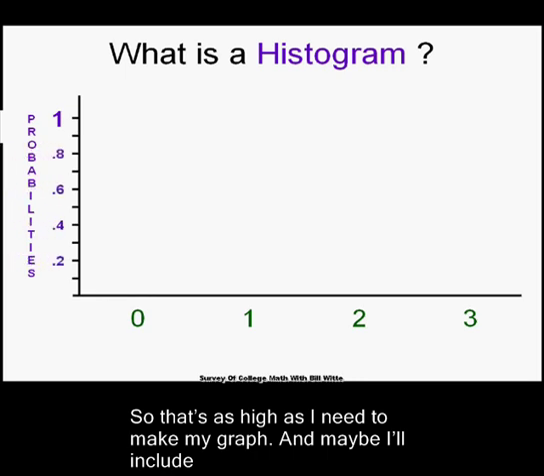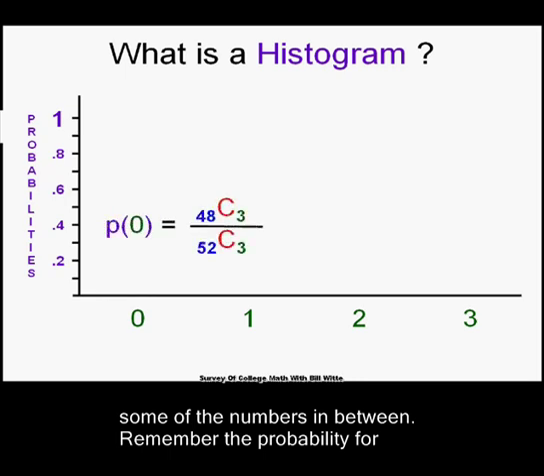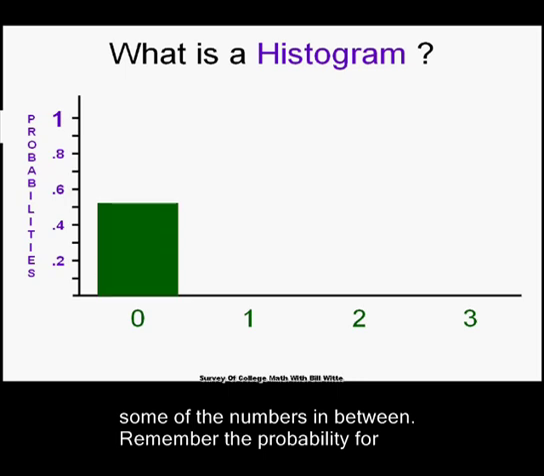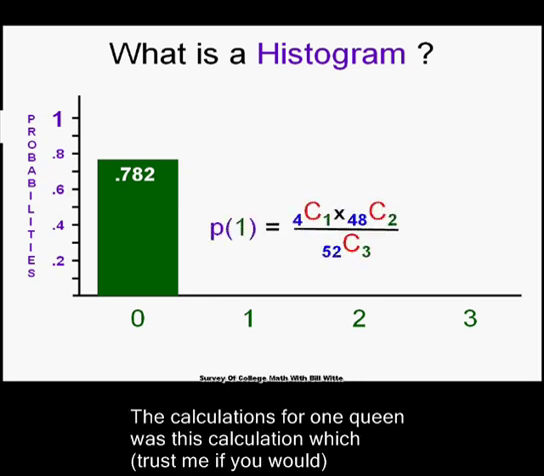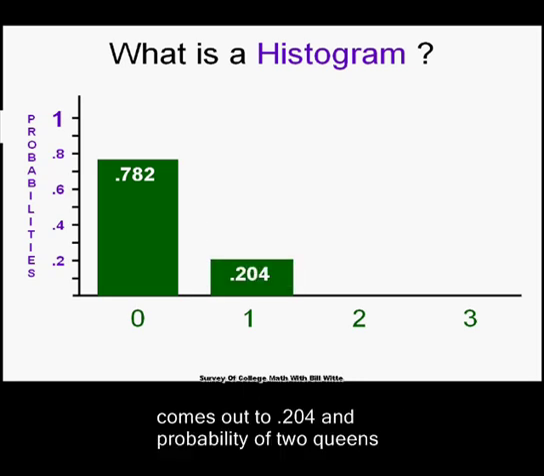Remember, the probabilities for 0 were this calculation, which I'll do it for you, comes out to 0.782. The calculation for 1 queen was this calculation, which trust me if you would, comes out to 0.204.